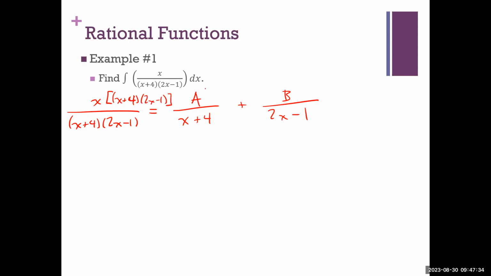So if I multiply everything by x plus 4 times 2x minus 1, then the left-hand side of this equation becomes x. The right-hand side of this equation becomes what? What happens to this first fraction here? What happens to A over x plus 4? It cancels and just leaves 2x minus 1. Right, so I have A times 2x minus 1. And similarly, I have B times x plus 4.